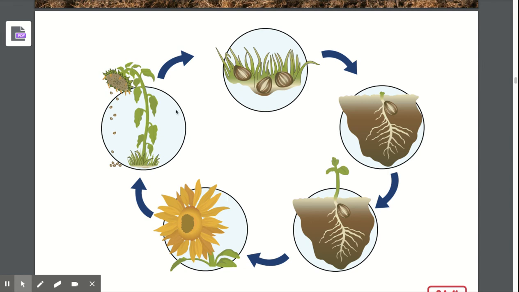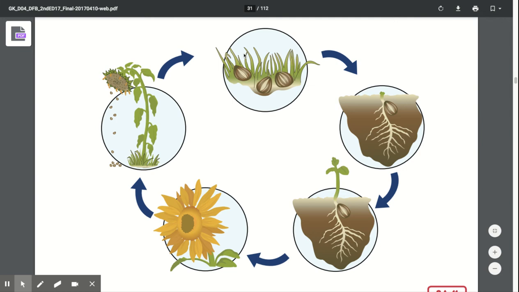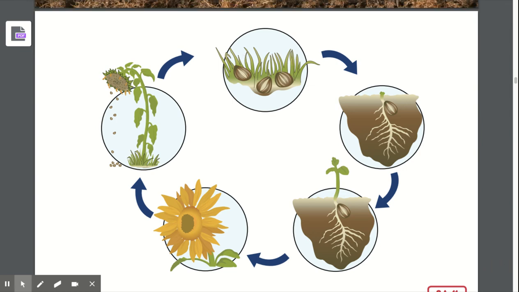When the sunflower dies and decays, it becomes the nutrients in the soil so that the seeds can germinate and grow into new plants, and a new life cycle of a plant begins.